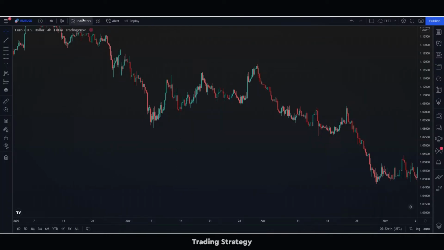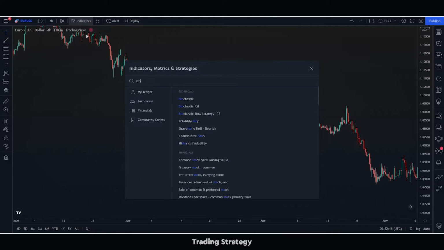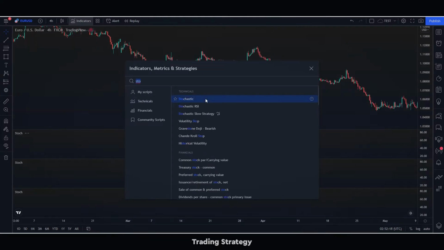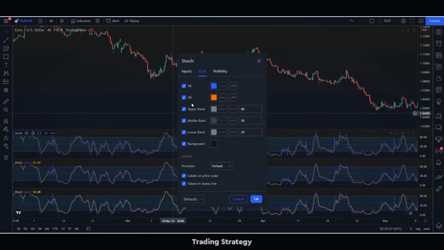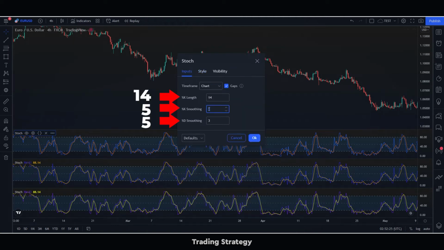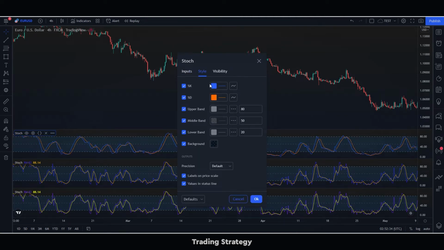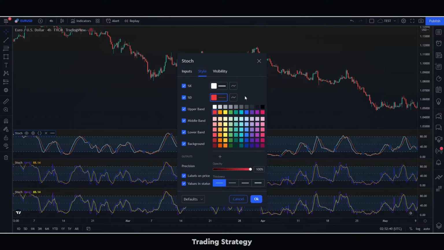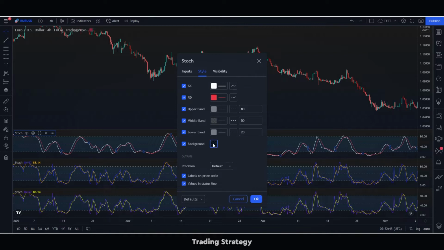The first thing we must do is select 3 stochastic indicators. The first one we will put with the parameters of 14-5-5. We will change the color of the stochastic line to white and the signal line to red. We will also change the background to green. This will be the fast stochastic.